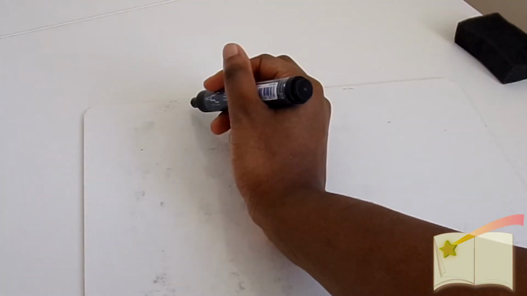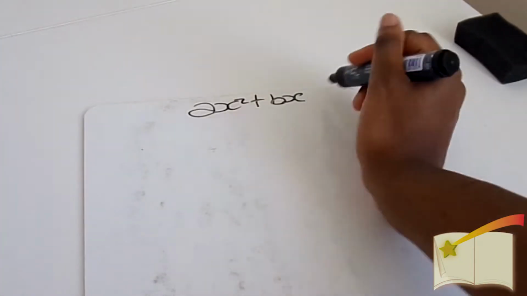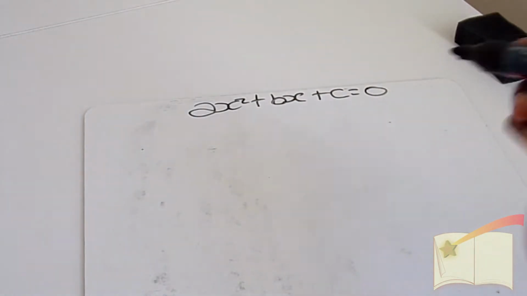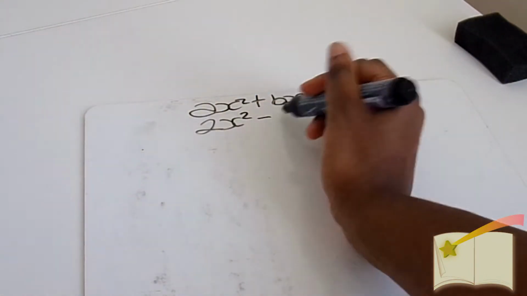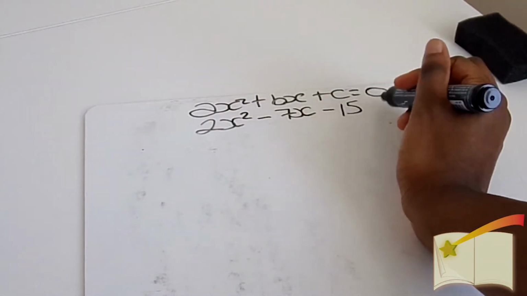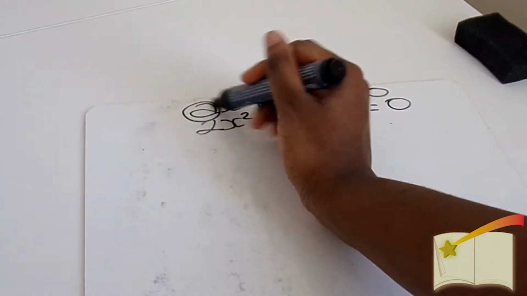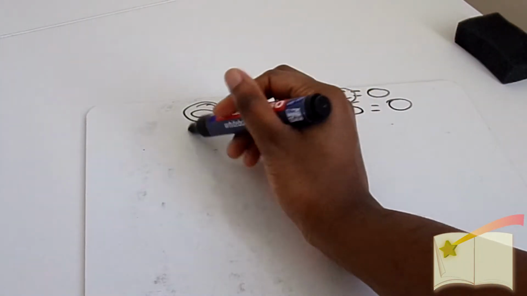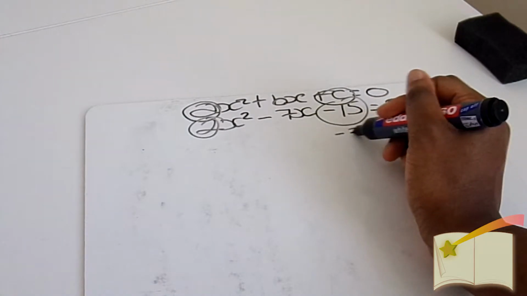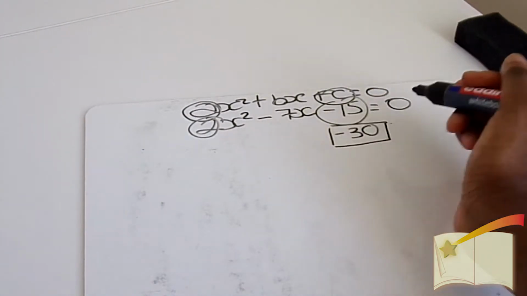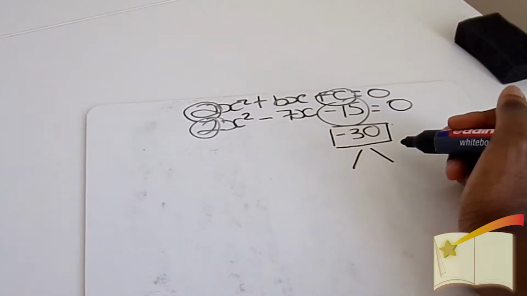The question is now done. Let's try another example. So we are going to have 2x squared minus 7x minus 15 equals 0. It's the same principle. You multiply a and c to give you a number. In this case, a is 2 and c is minus 15. So that'll give you minus 30.